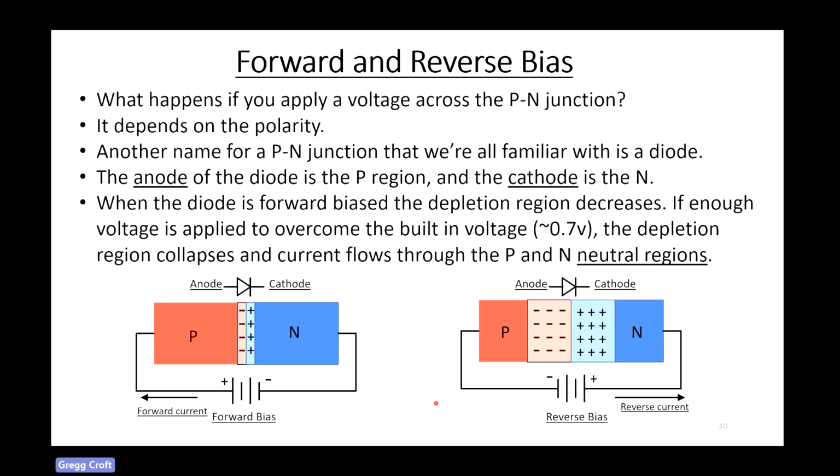So what happens if you apply a voltage across the p-n junction? Well, it's going to depend on the polarity. We're all aware another name for a p-n junction is a diode. The anode of the diode is the p region, and the cathode is the n region. When the diode is forward biased, it acts to decrease the depletion region. If you put enough forward bias on this diode, the depletion region collapses to almost nothing, and you start conducting right through the neutral regions here. You get a lot of current flow.